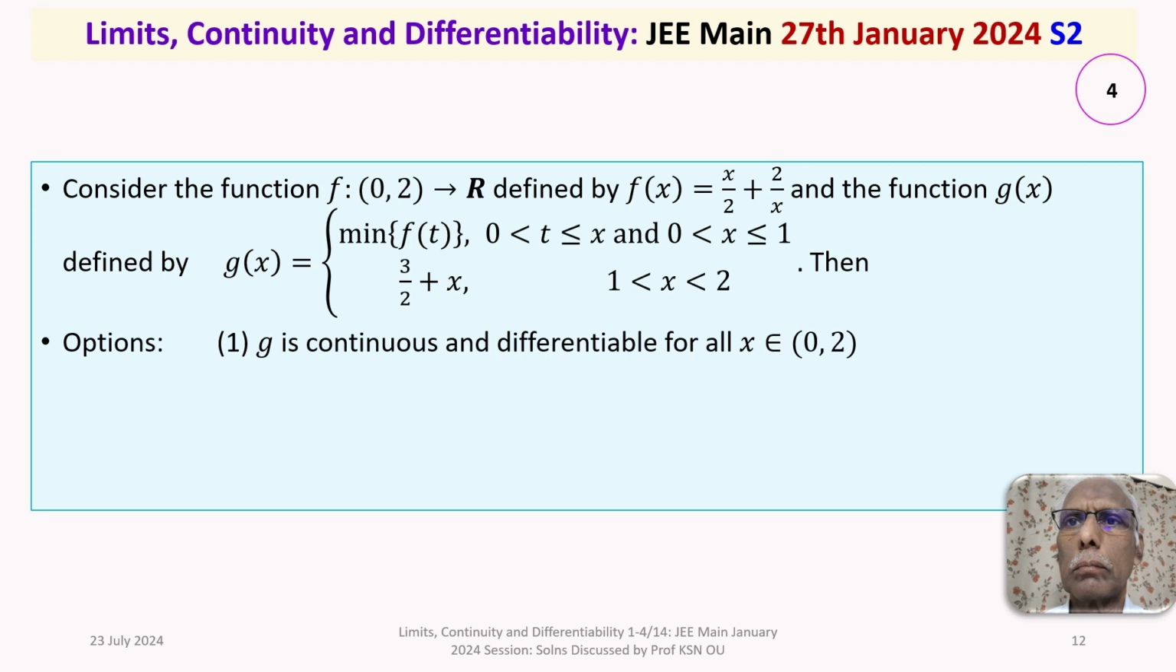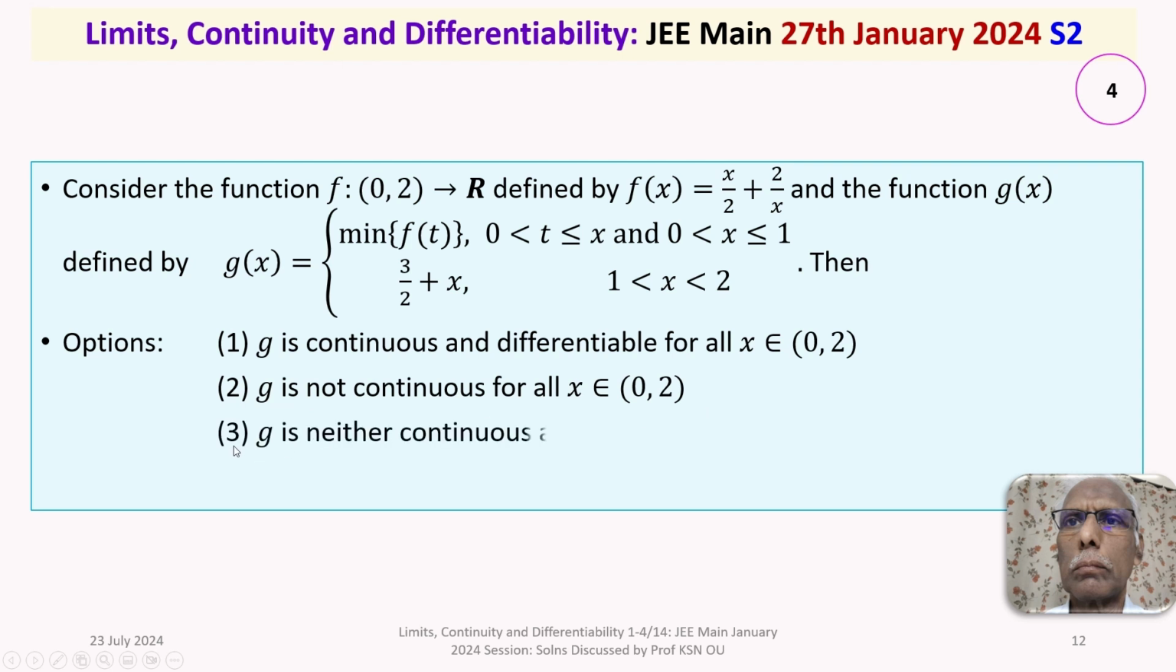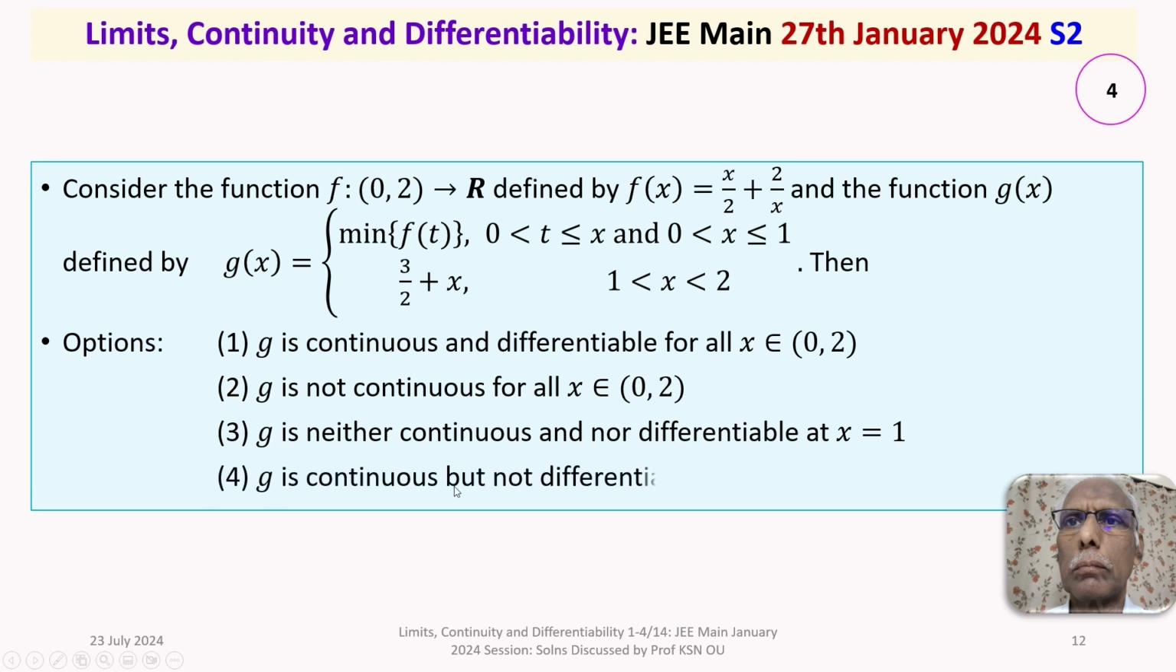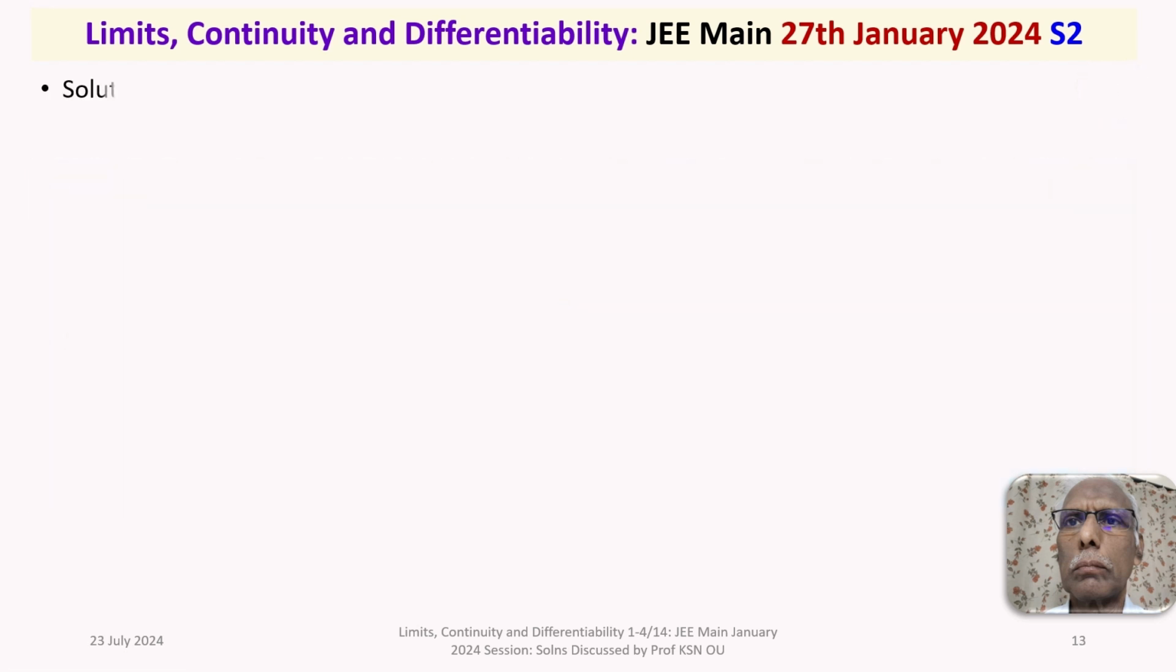Option 1, g is continuous and differentiable in the open interval 0 to 2. Option 2, g is not continuous in the open interval 0 to 2. Option 3, g is neither continuous nor differentiable at x is equal to 1. Option 4, g is continuous but not differentiable at x is equal to 1. So in essence, we have to talk about the continuity and the differentiability of this function g of x when g of x is defined like this. We will now discuss the solution of the problem in detail.